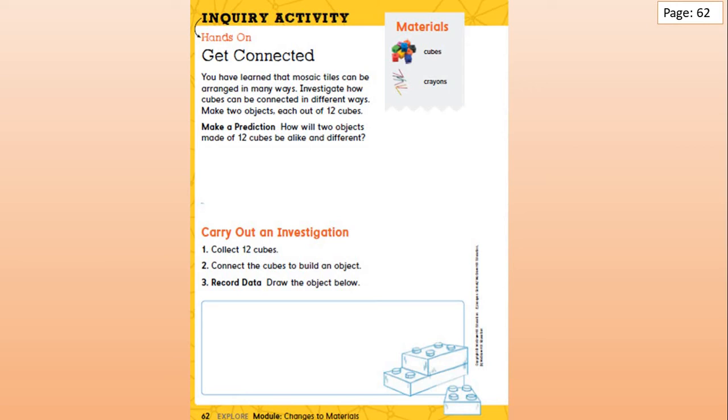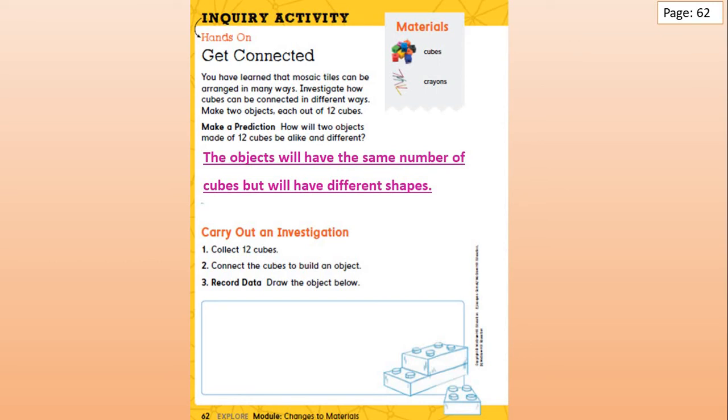Will the objects have the same number of cubes, grade 2? What do you think? Of course, yes. So, they are similar in the number of cubes. But how will they be different? Will they have the same shape? Of course, no. So they are different in the shape. So let's make a claim. The objects will have the same number of cubes, but will have different shapes.